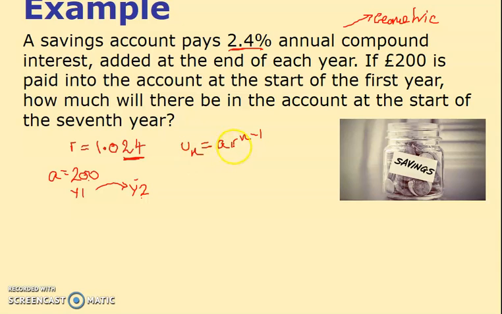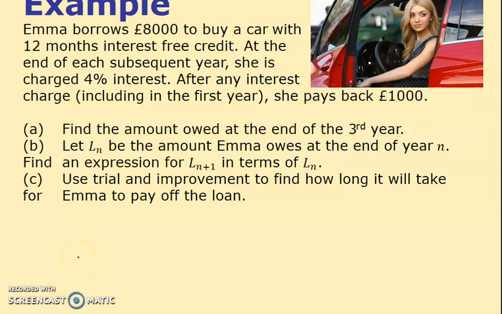So for the nth term, you times by R one less time than the number of the term. So it's not really a surprise to say that U7 is 200 times by 1.024 to the power 6, one less than the number of the term. And if I type that in, I get 200 times 1.024 to the power of 6, and I get 230.58. And luckily, that's what the answer says as well. So that's the first example done.